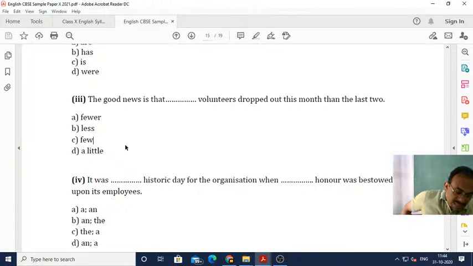But Niraj, Laxman, or Yog, or anyone who has answered option number A is correct, can you please tell me why it is correct? Why not C? Like Sania said, it's few. So why do you think Sania is not correct this time? Why do you think fewer is the correct answer?